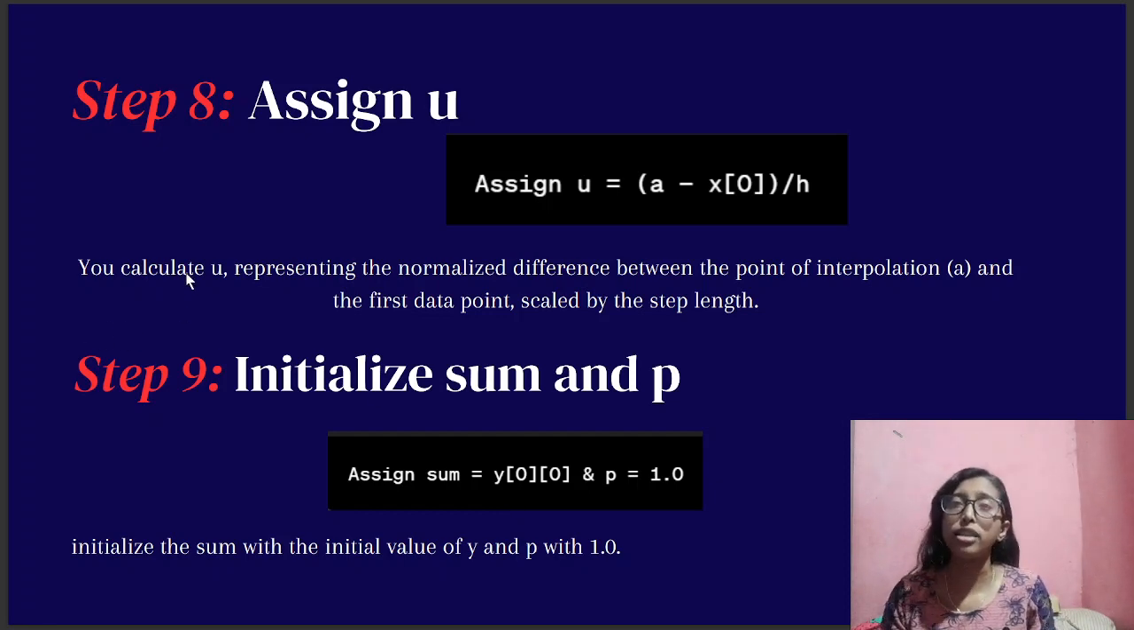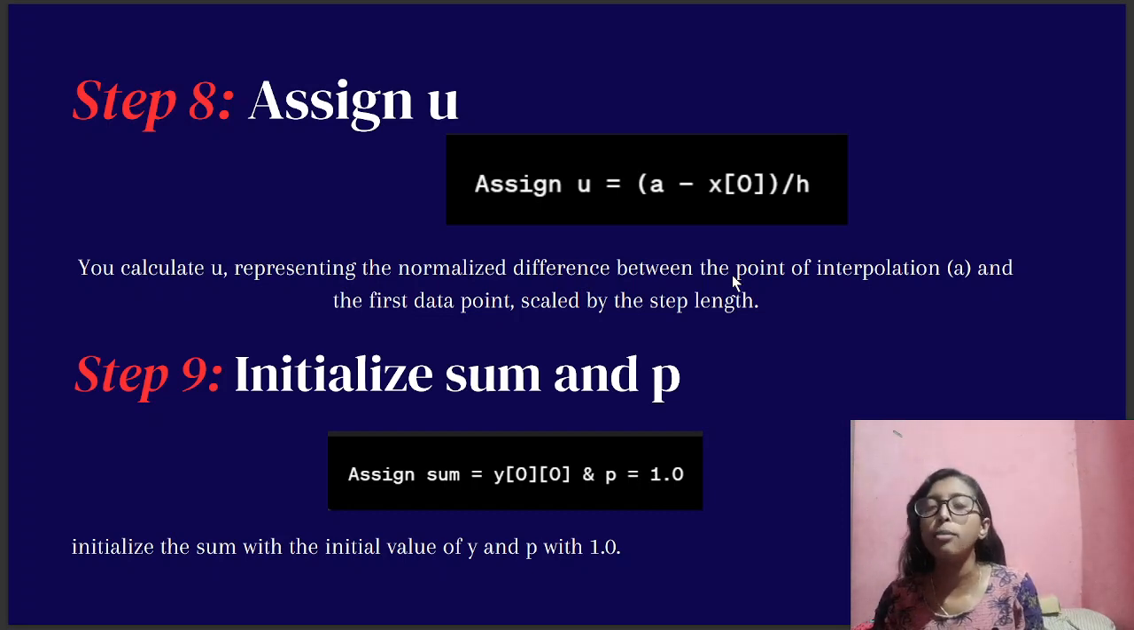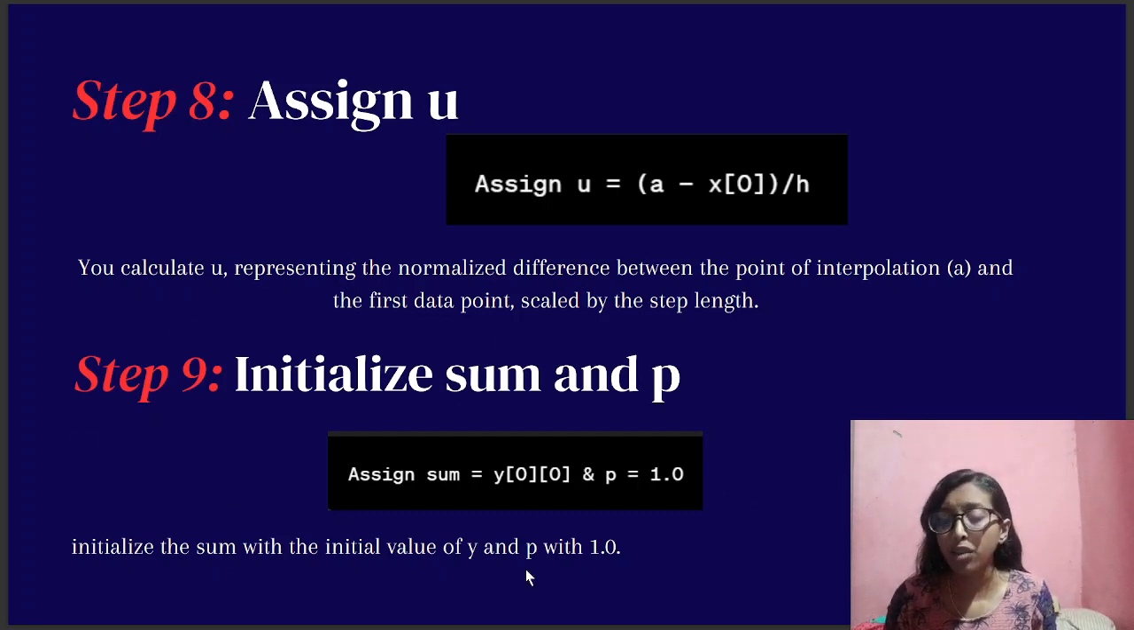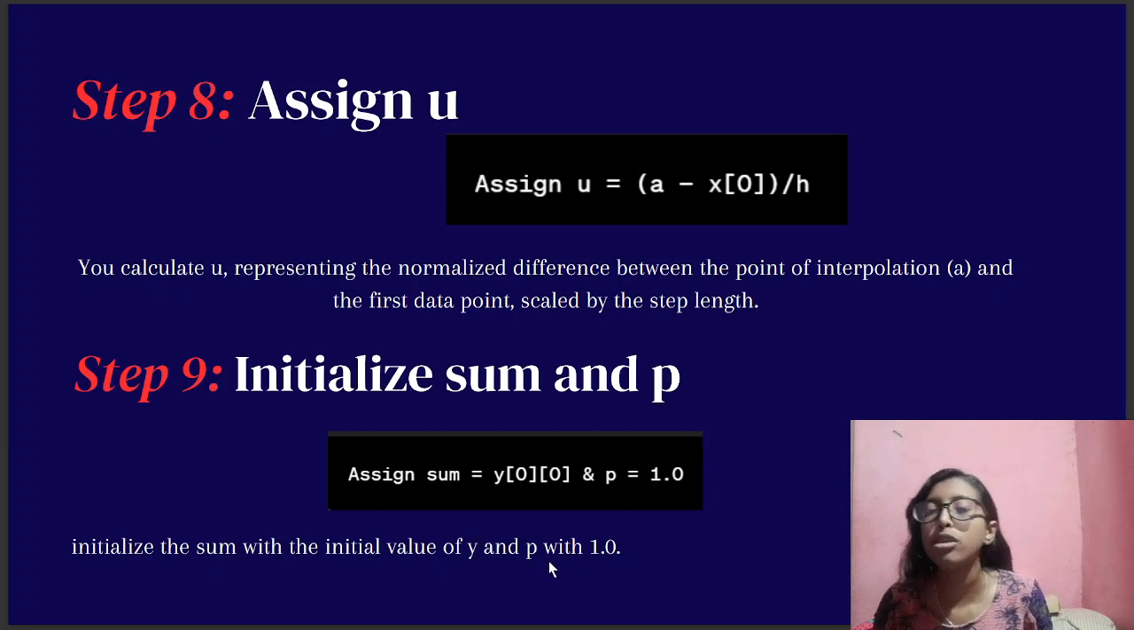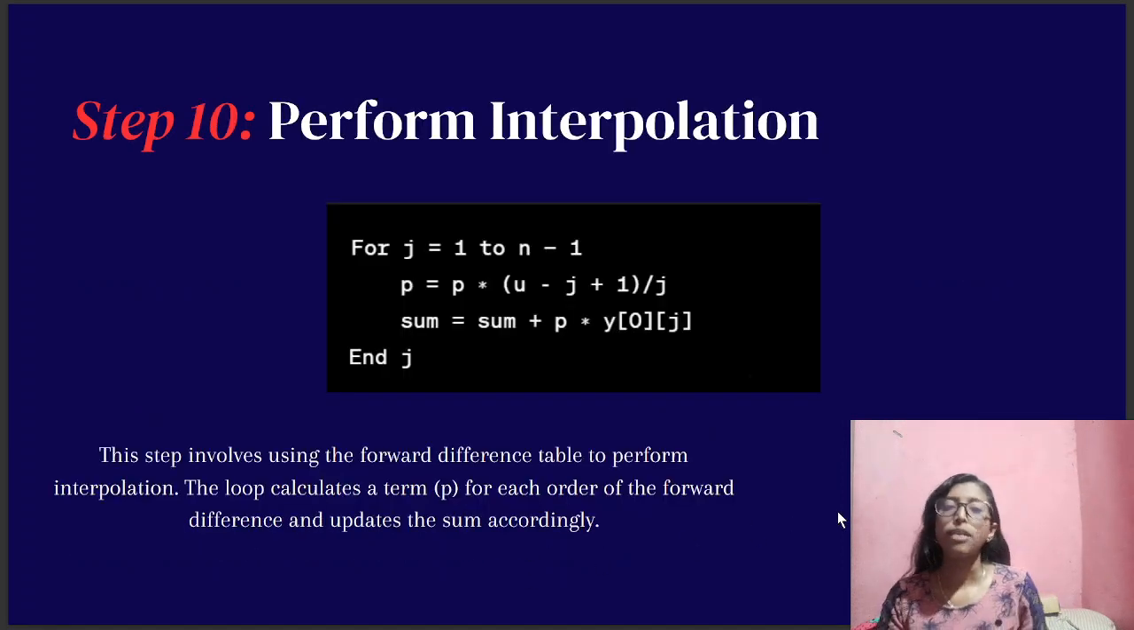Now the eighth step is to assign u. Earlier we assigned h, now we have to assign u, representing the normalized difference between the point of interpolation, that is a, and the first data point scaled by the step length. Now the ninth step is to initialize sum and p. Here you can see in the box how we assign sum and p. Initialize the sum with the initial value of y and p with 1.0.